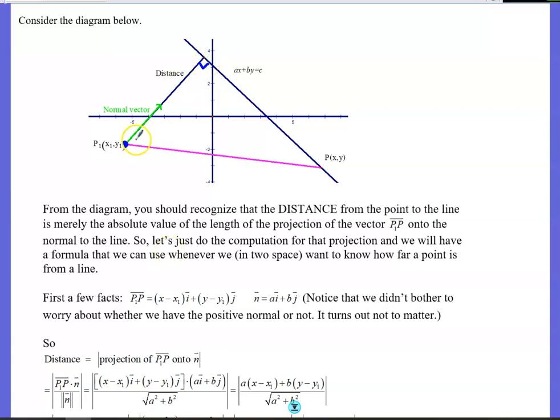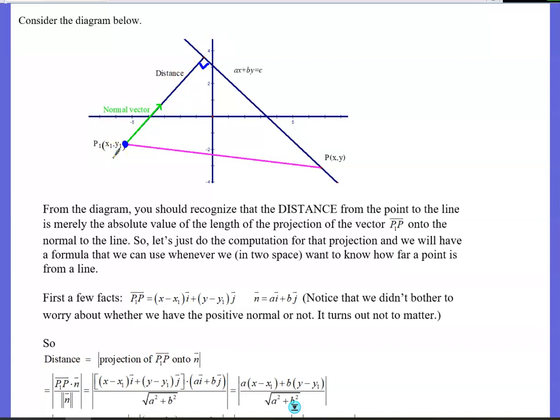First of all, I know if I take a normal vector from this point towards the line, then that would be headed along that distance. You might also recognize that the distance from the point to the line is just the absolute value of the projection of this purple vector onto this vector, okay? So that is also the length there.